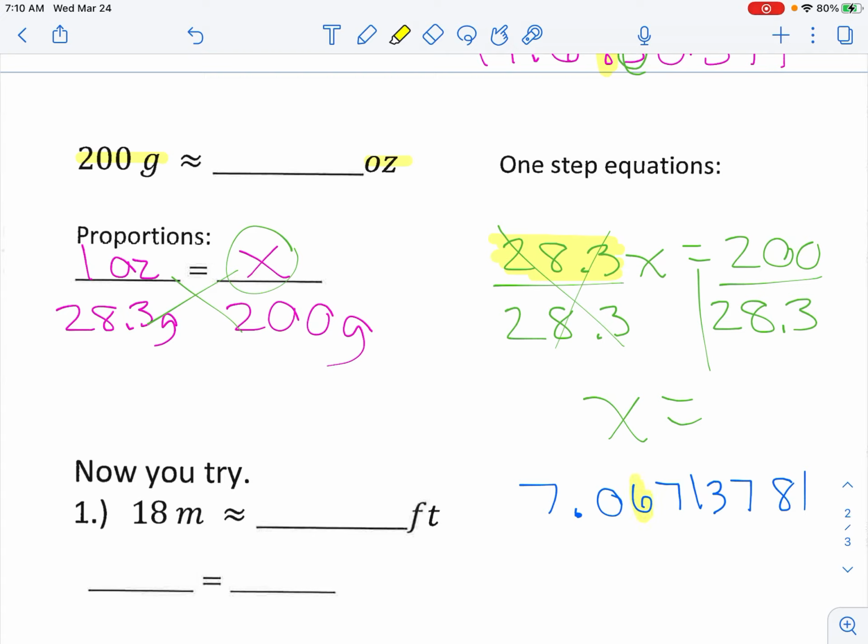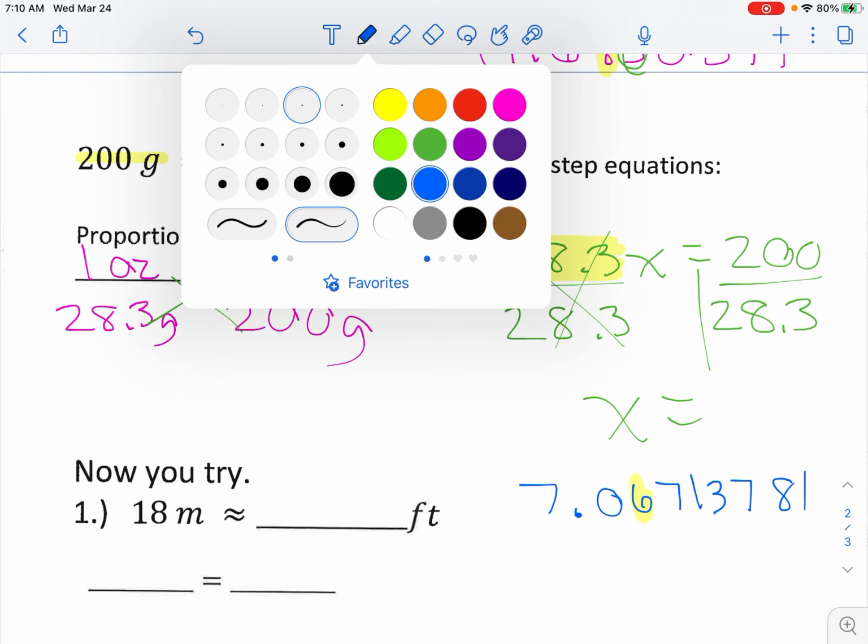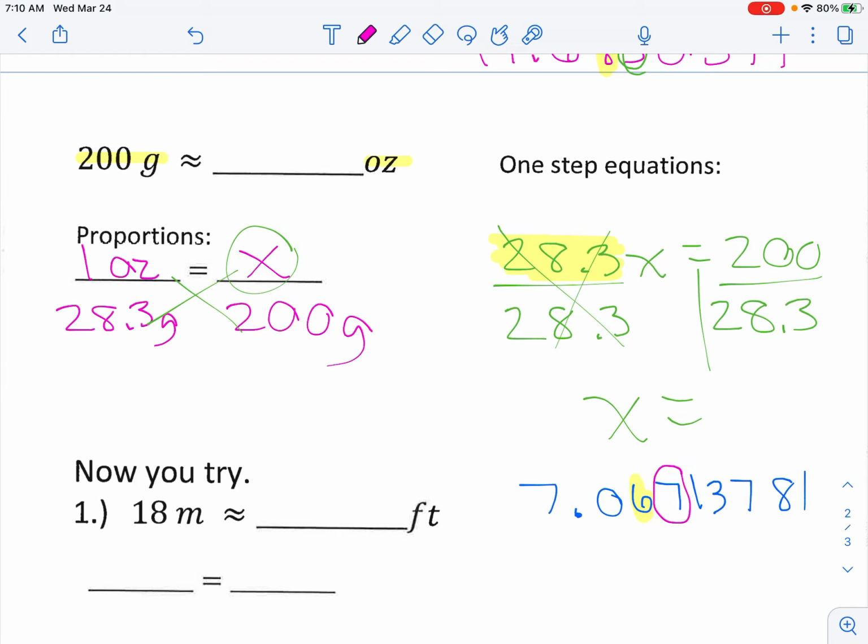Focus on what you need to know. All you need to know is the second digit past the decimal. That's the hundredths. Then you want to take a look at the digit in the thousandths place. Are you going to round up? Yes. This 7 tells me to round this 6 up. So that would be 7.07. 200 grams is about 7.07 ounces.